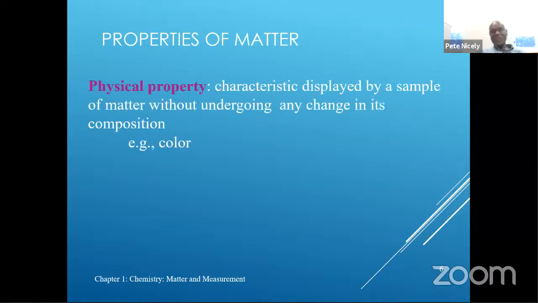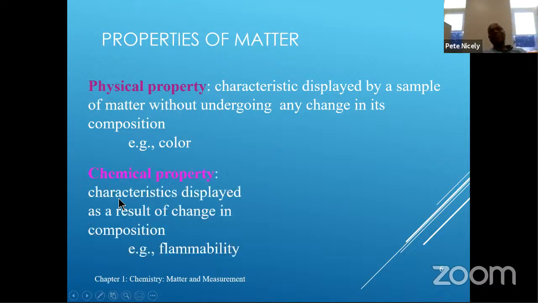Properties of matter. Well, the properties of matter can be placed in two categories. You have what are known as physical properties, and you have chemical properties. So as stated here, a physical property is a characteristic that is displayed by a sample of matter without undergoing any change in its composition, right? So basically any characteristic that you can observe without the substance undergoing any chemical reaction would be a physical property. So one example given here is color.